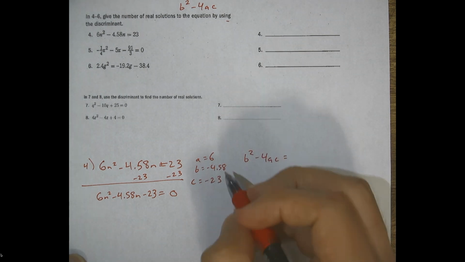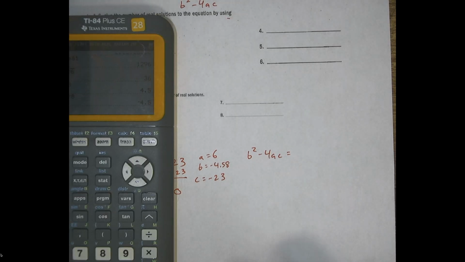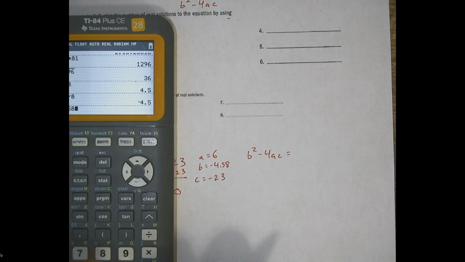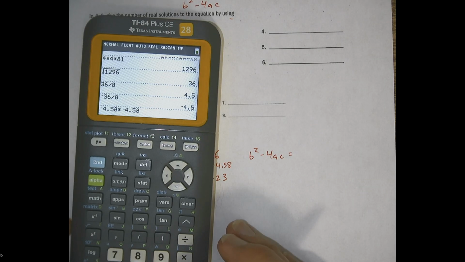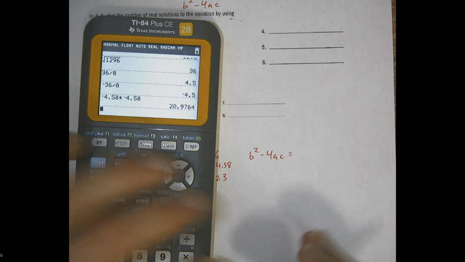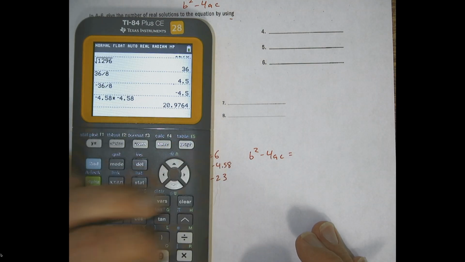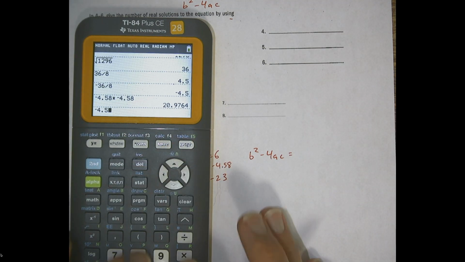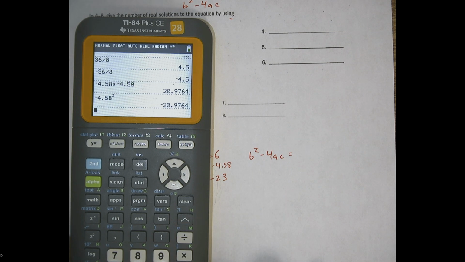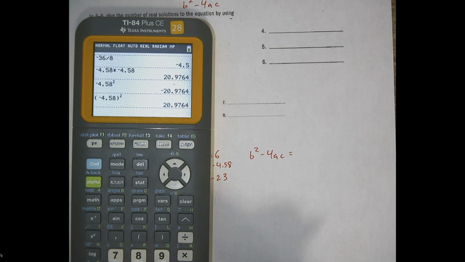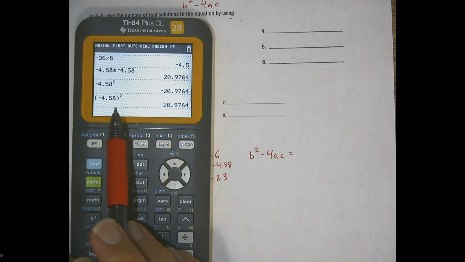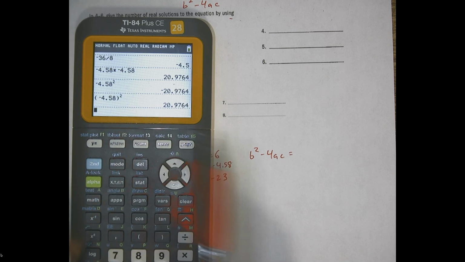So b squared, that's going to be negative 4.58 times negative 4.58. Again, with the negative, you have to be careful. A negative squared is always a positive. If you plug this in and just did negative 4.58 squared without parentheses, it's going to give you a negative answer. Putting it in parentheses, negative 4.58 squared gives you a positive. So you have to make sure you understand negative squared should be a positive.